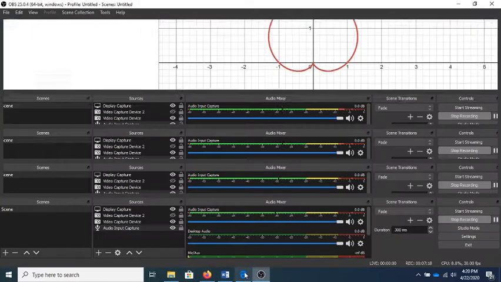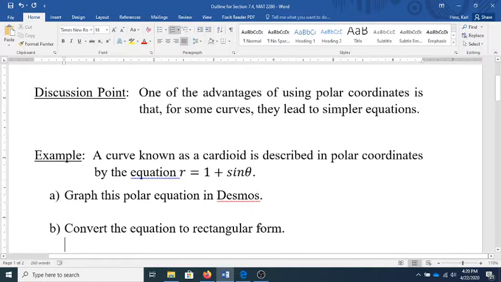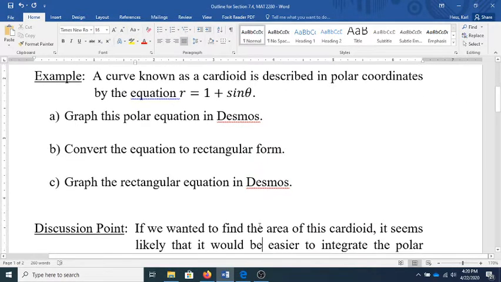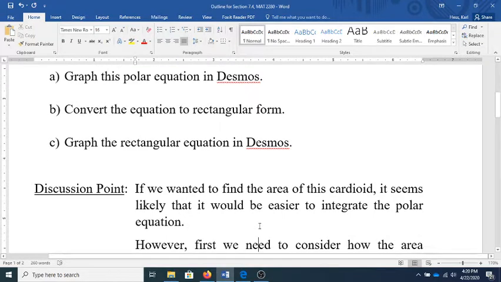Alright, let me head back to my outline. We did part A, we did part B, we did part C. Discussion point. Yeah, I think this is where we are. If we wanted to find the area of this cardioid, it seems likely that it would be easier to integrate the polar equation. I think I know how to integrate a sine. That seems pretty straightforward.